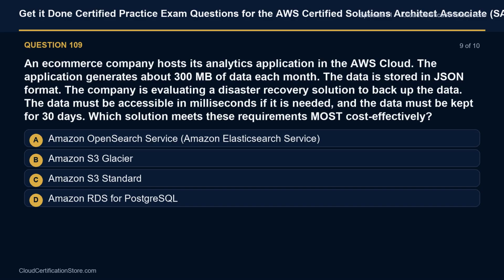Option A, Amazon OpenSearch Service, Amazon Elasticsearch Service. Option B, Amazon S3 Glacier. Option C, Amazon S3 Standard. Option D, Amazon RDS for PostgreSQL.